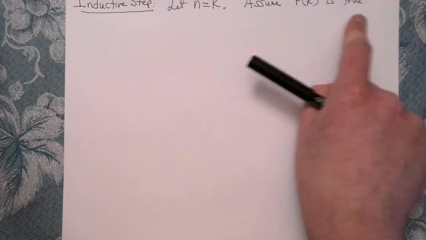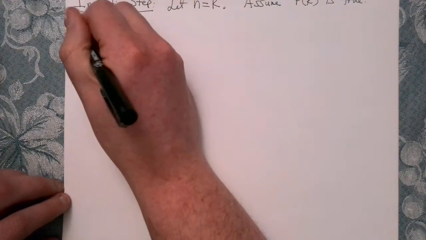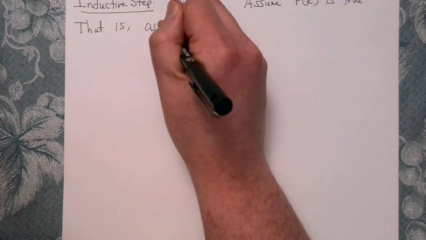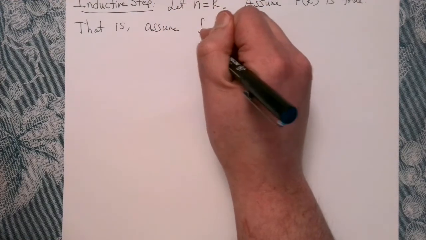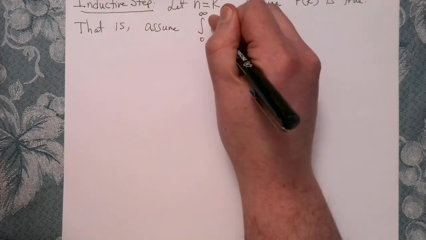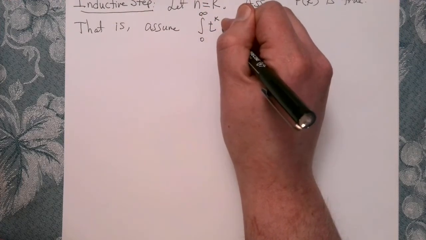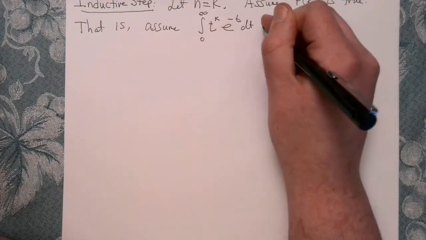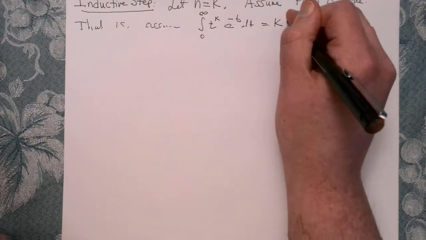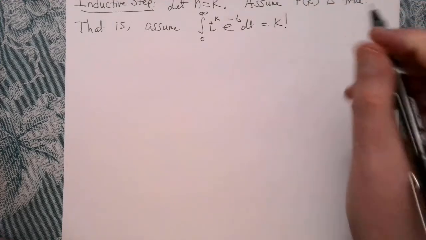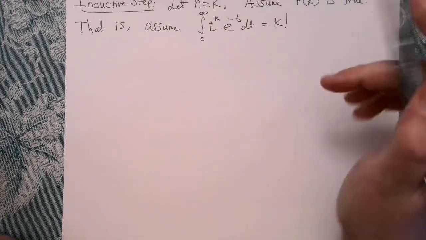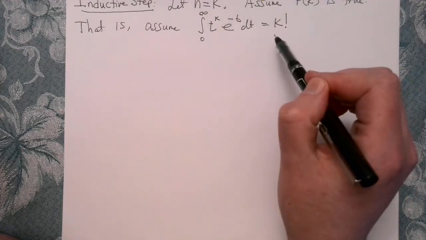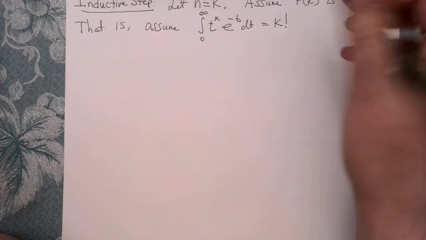So what do I mean by this? I'll say that is, assume that the integral from 0 to infinity of t to the k e to the minus t dt equals k factorial. And again, I'm assuming that for some fixed k, right? Our goal is to show that this implies that P(k+1) is true.